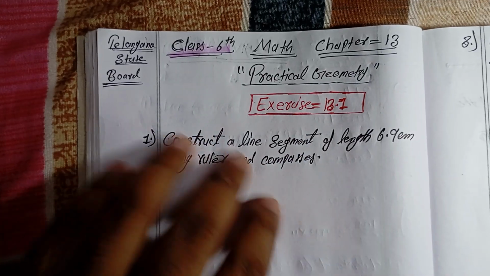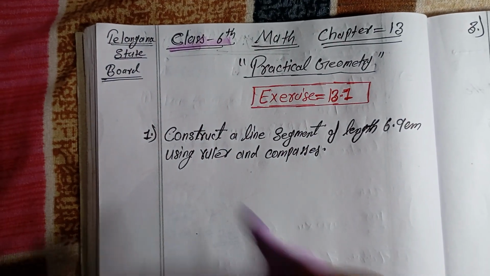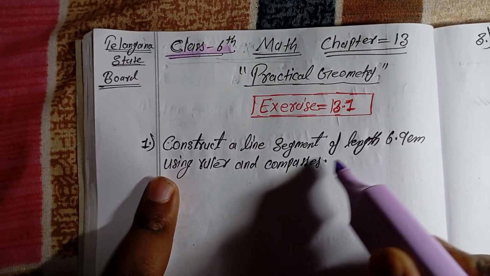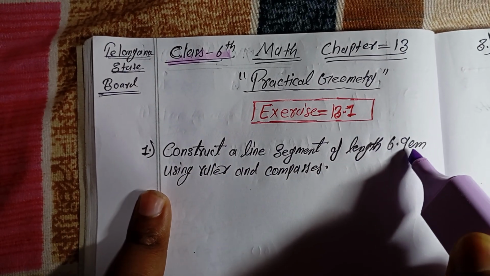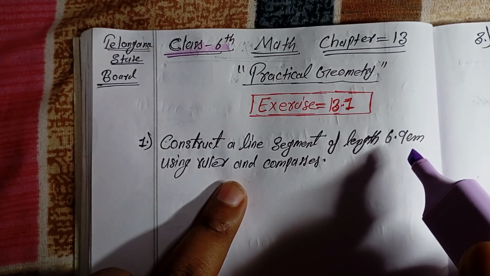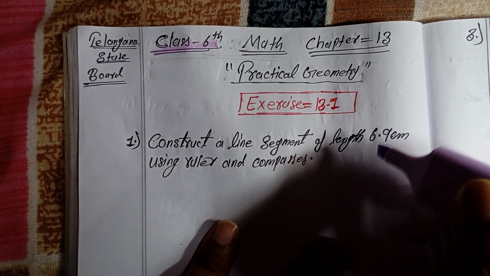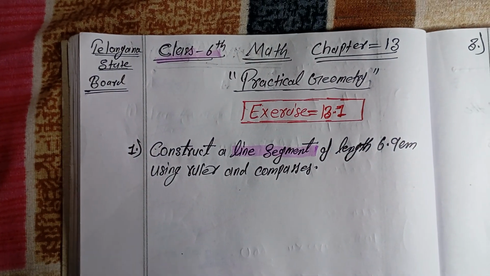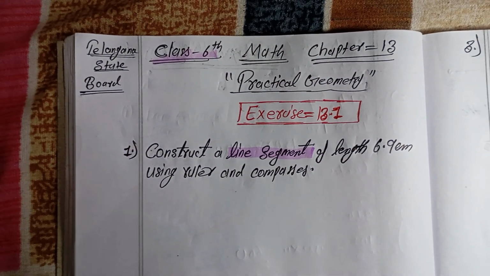So let's talk about the first question. The first question says: construct a line segment of 6.9 centimeter using a ruler and compass. Actually here, what is meant by a line segment? Let me explain it to you here.